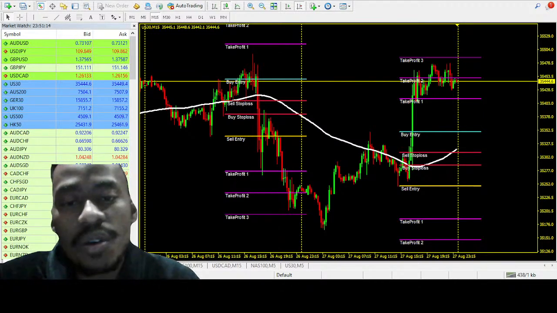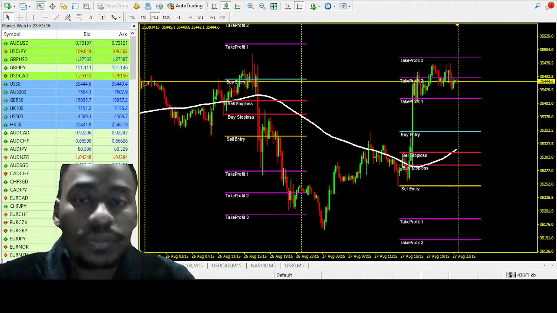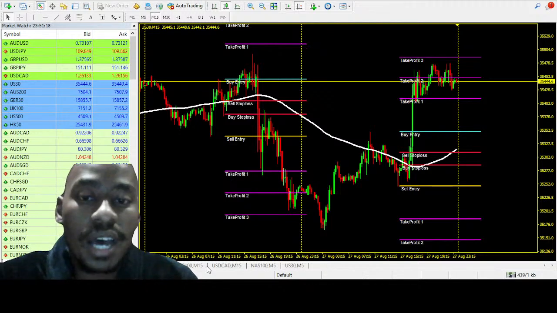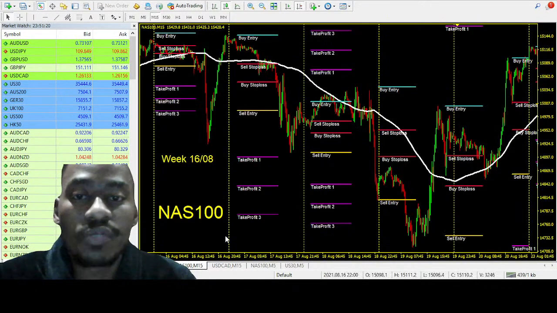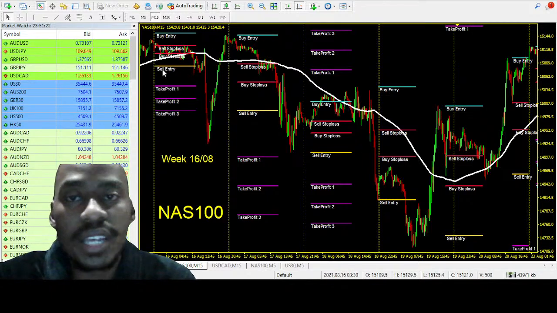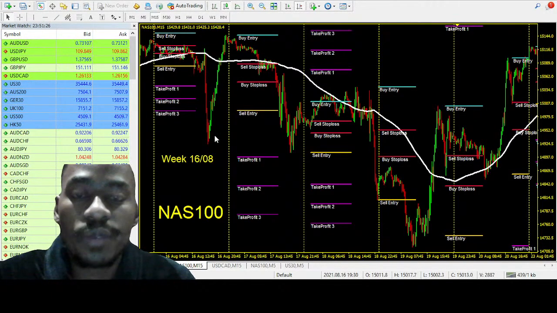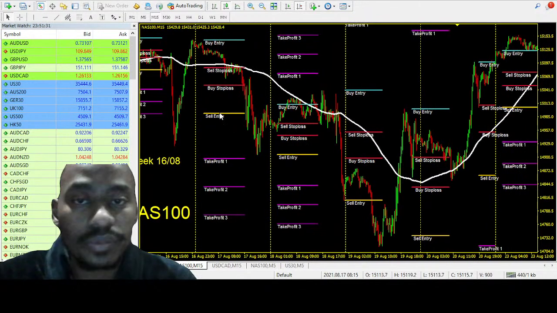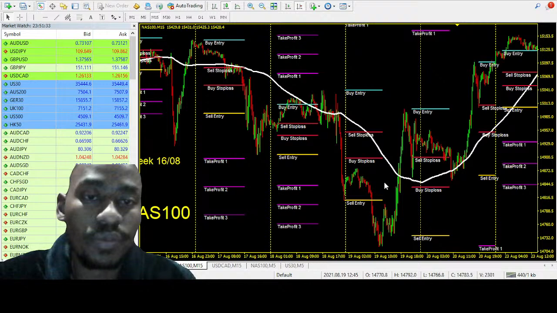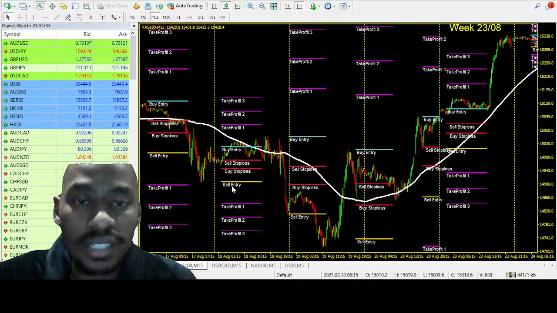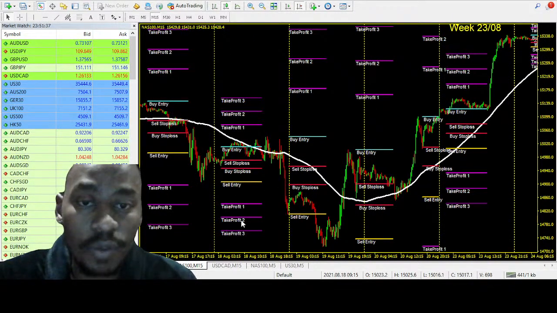Now before I let you guys go, let's have a look at the price action of Nas 100. Same thing. I'm going to go very quickly on this one. We had sell entries beneath the 100-period moving average, hit take profit 1, 2, and 3, and the next days we hit sell entries, hit take profit 1. The next days as well, we had a sell entry right there, hit take profit 2, as you can see there.